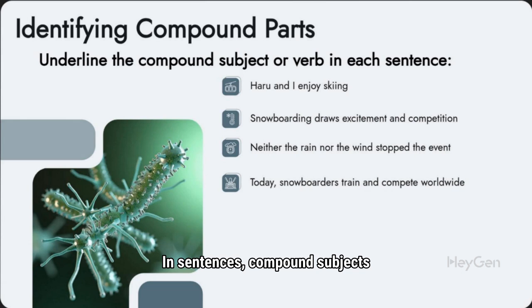In sentences, compound subjects or verbs are crucial for clarity. For example, "Haru and I enjoy skiing" has a compound subject. "Snowboarding draws excitement and competition" features a compound verb. Recognizing these elements helps in understanding sentence dynamics and enhances grammatical precision.